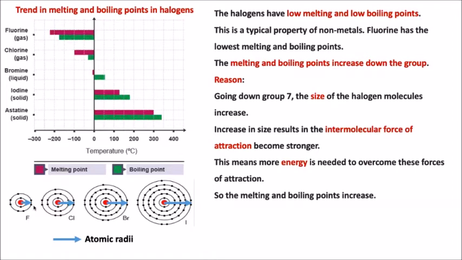So these are key things. Number one, the size of the halogen as you go down the group will increase. Number two, because the size increases, the force of attraction between the molecules also becomes stronger. If the force of attraction becomes stronger, you need more energy just to overcome these forces of attraction. Because if you are going to melt it, you are going to separate the molecules. That's what it means by melting a substance. So the melting and boiling point increases.